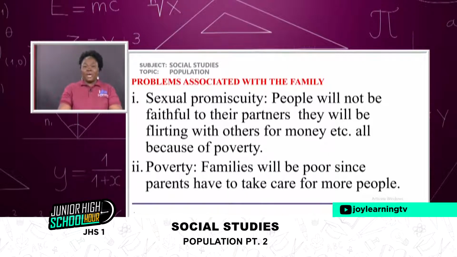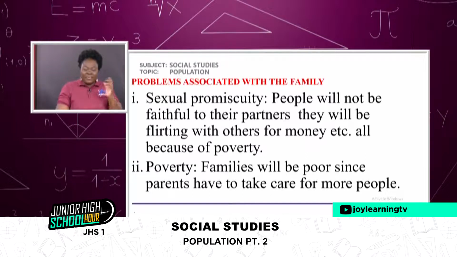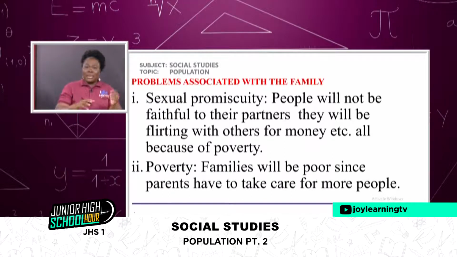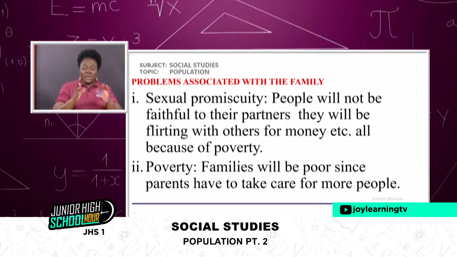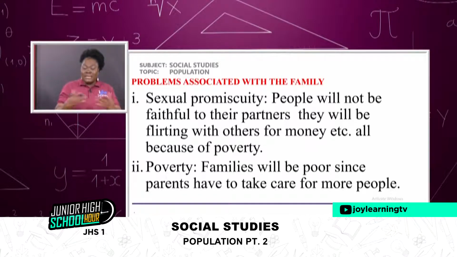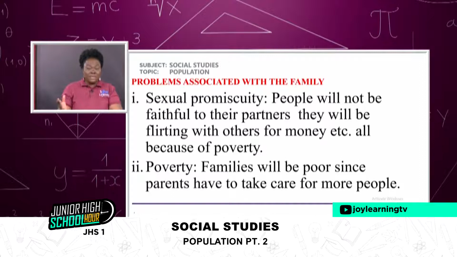Then, we have finished with problems associated with the youth. Now we are going to the family. Sexual promiscuity. People will not be faithful to their partners. They will be flirting with others for money. When it happens like that, there's a big problem in the family. You can see a mother trying to be funny somewhere, and sometimes you can see your brother or elder sister trying to be funny somewhere because there is no money to cater for them. And all this is because of poverty. So that's the effect on the family.